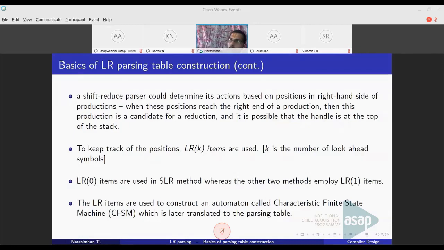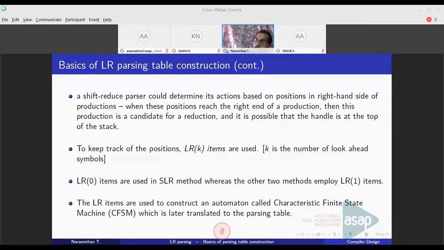And when you reach the rightmost end of the right hand side of a production, it means that possibly the handle could be at the top of the stack and you can go for the reduction operation. For example, T star F was a handle earlier. If you reach the end of the right hand side, what is the end? The symbol F. If you reach that symbol, it means that you have reached the end of the handle. So probably the handle could be at the top of the stack and you can go for the reduction operation. That is what this particular statement means.